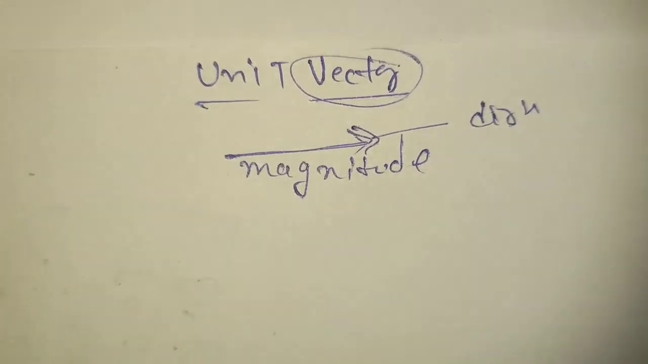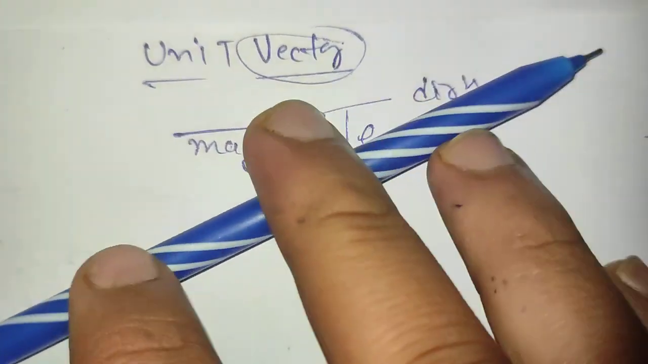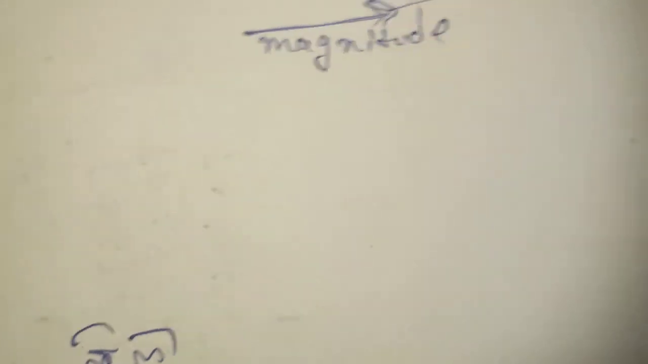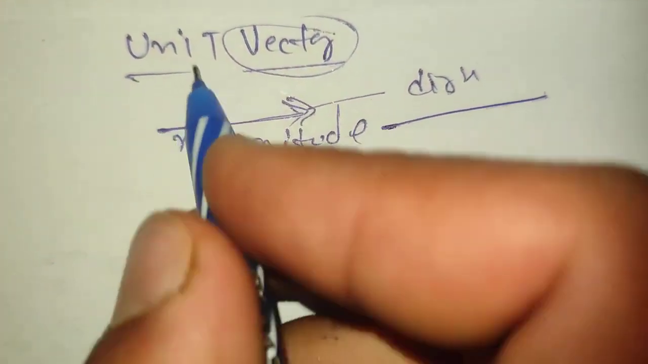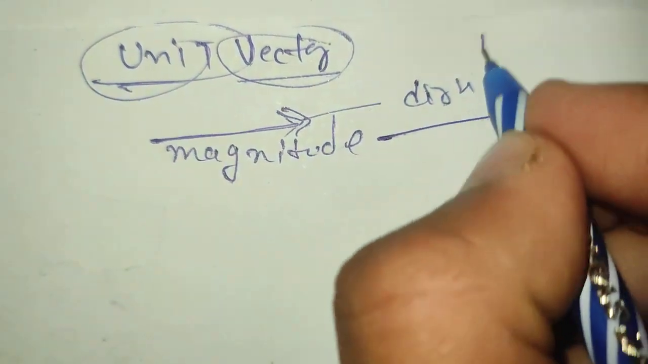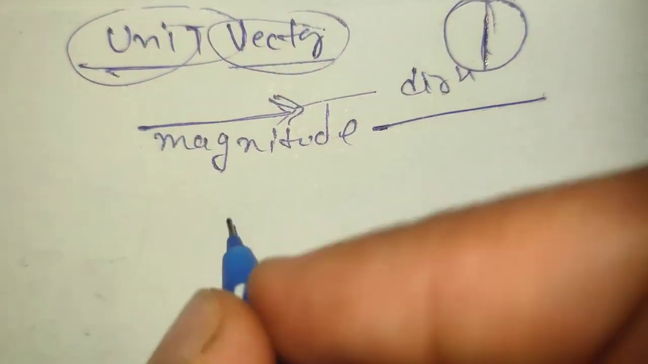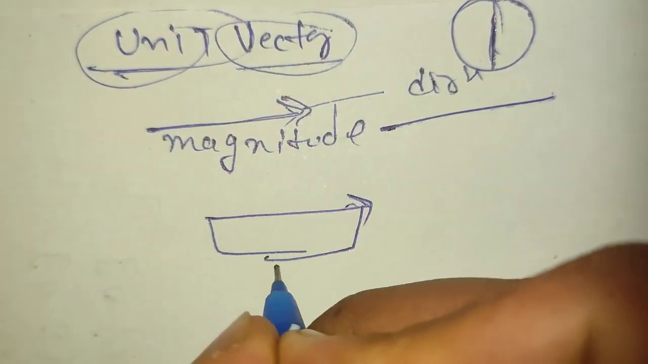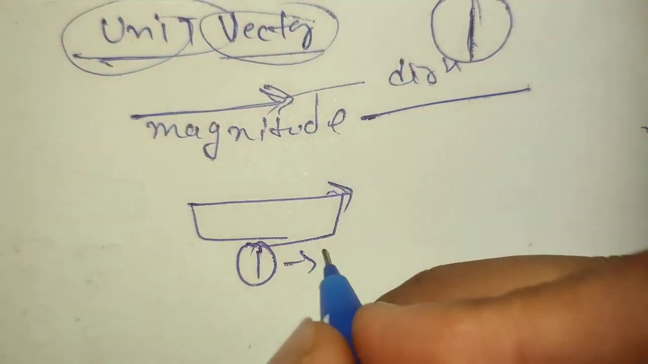For example, I explain this as a vector. We say this tip is pointing in the east direction; that is an example of a vector. And when we talk about a unit, a unit means one. So any vector whose magnitude is only one is called a unit vector.